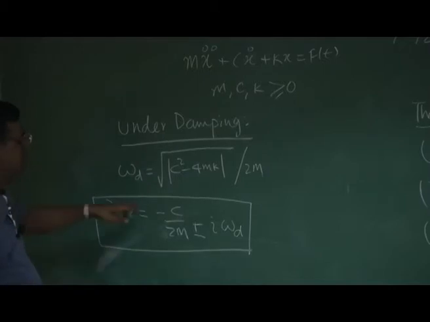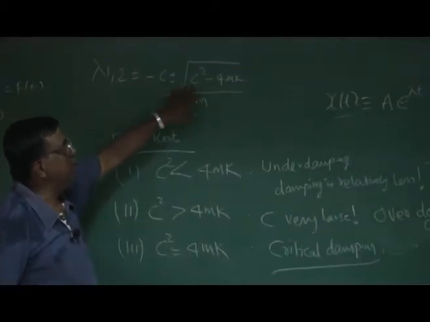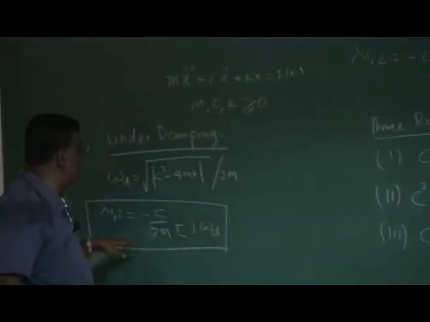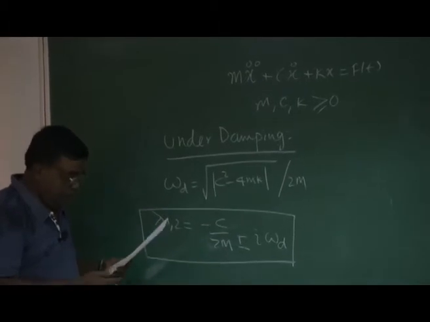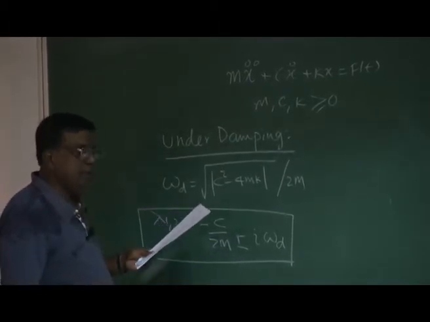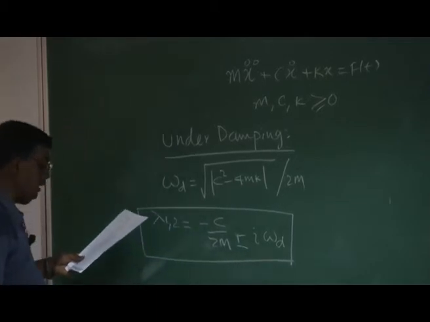You could see here, this term is nothing but this. I have taken minus 1 root, so i is here. This is the generalized root, where you will find omega d will be termed as damped frequency. We will talk about those. Don't get mixed up at this stage.